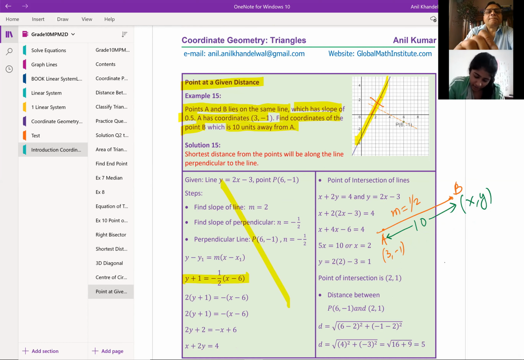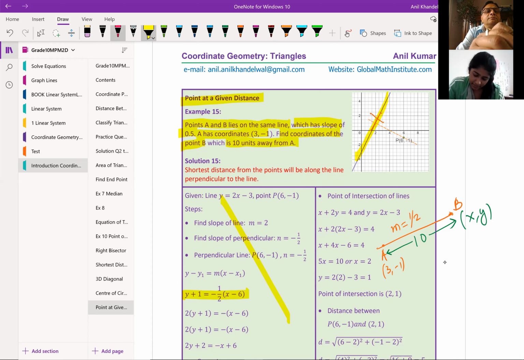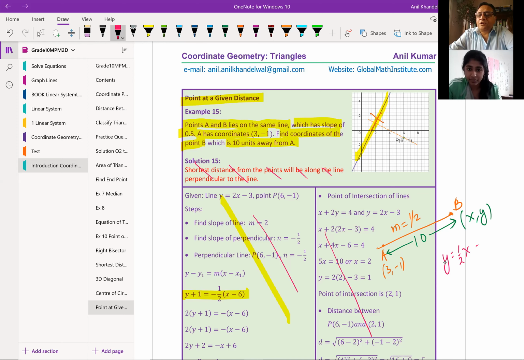So y equals half x plus c, and then we sub in 3, minus 1, so x and y. So that's minus 1 equals 3 times a half, plus c. Okay, so I got c as minus 5 over 2. So the equation of the line is y equals half x minus 5 over 2. Okay, so first you find the equation of the line.